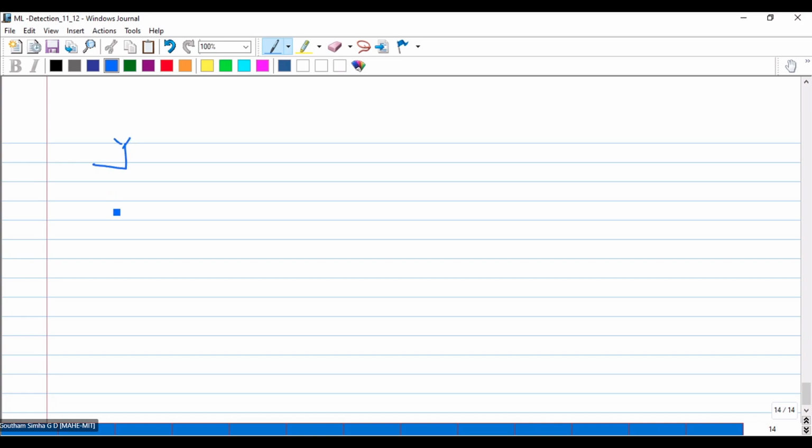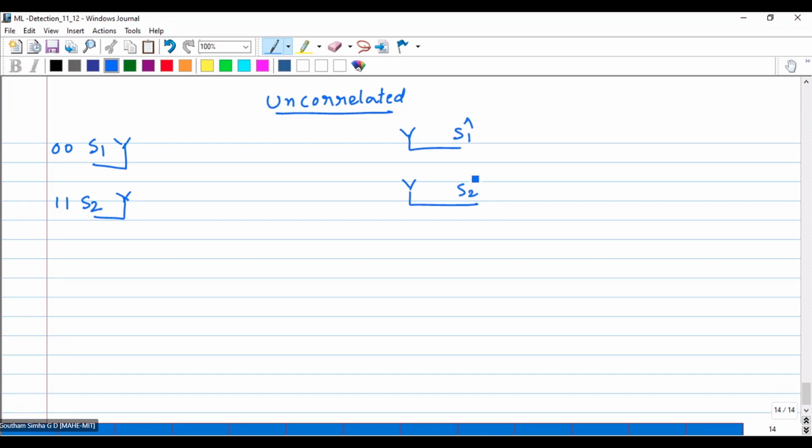I am transmitting from the first antenna one symbol, that is S1, and I am transmitting some symbol S2 from the second antenna, assuming uncorrelatedness. Now let's say 0, 0 has been transmitted from the first antenna, 1, 1 has been transmitted from the second antenna. And let's assume that has been detected properly at the two receiving antennas. Let's say S1 cap and S2 cap I have detected.